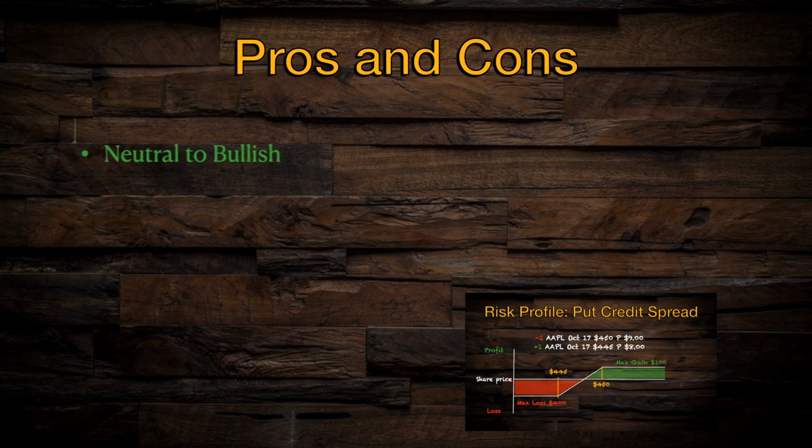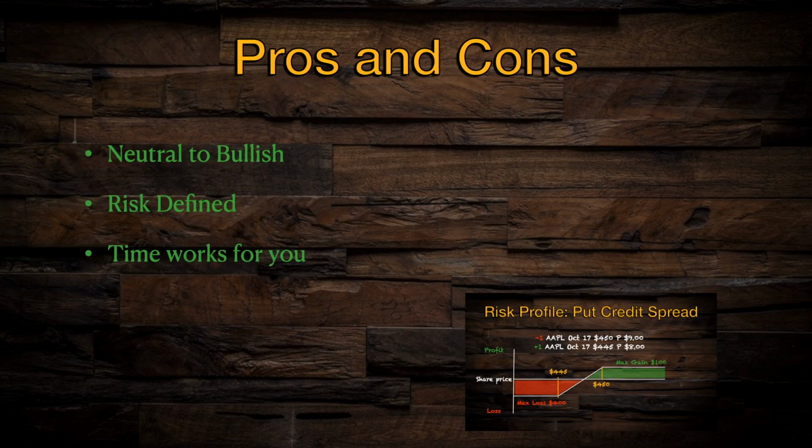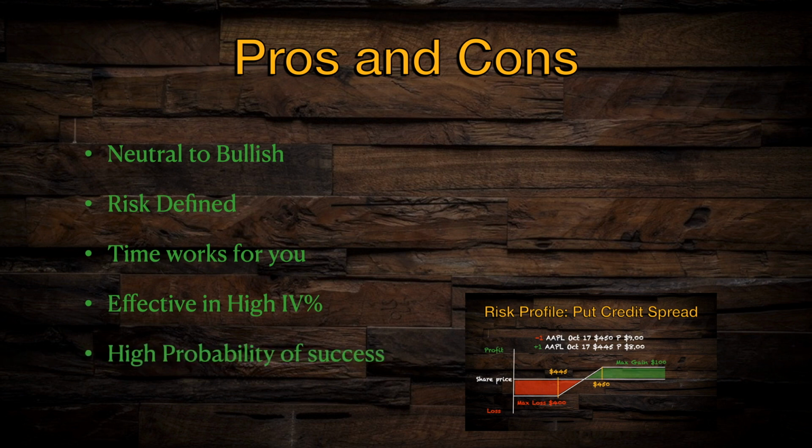This is a popular strategy because it's neutral to bullish in nature, risk defined, and time is working for you instead of against you. This is also a popular strategy to use when volatility is very high, because you can collect more premium, and as expiration approaches, that volatility will likely drop rapidly. While this strategy has a lot going for it, it's also important to understand what could possibly go wrong and force you to take a loss.